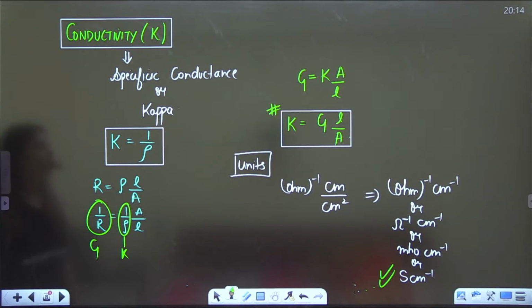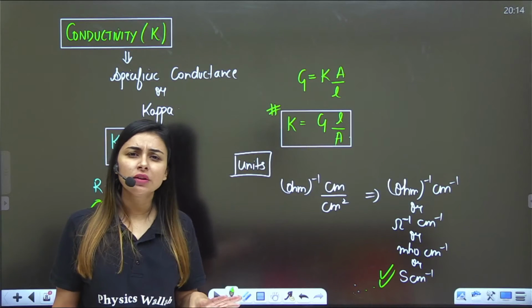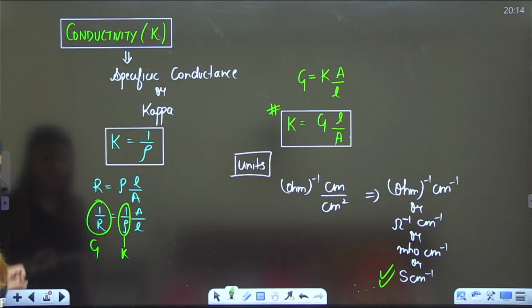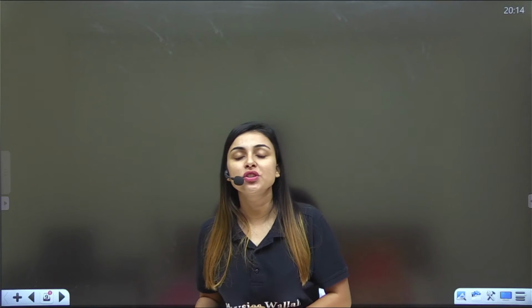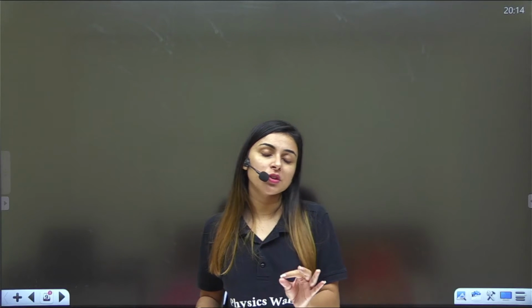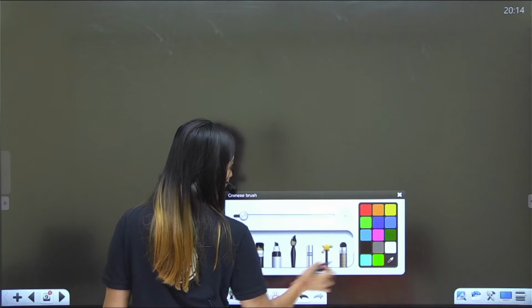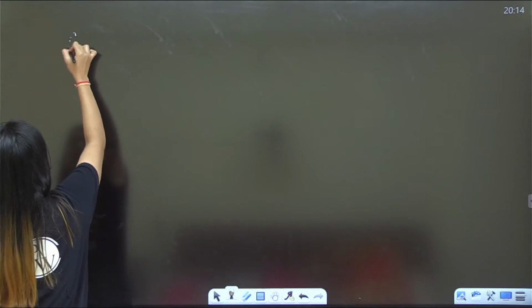Okay, so I hope you've written this. I hope you're clear with this. Now let's move forward, my dear students. We have discussed till now resistance, resistivity, conductance, conductivity. Only one more expression is there which you need to understand, and that particular expression is your cell constant. So the next heading that you need to write is cell constant.